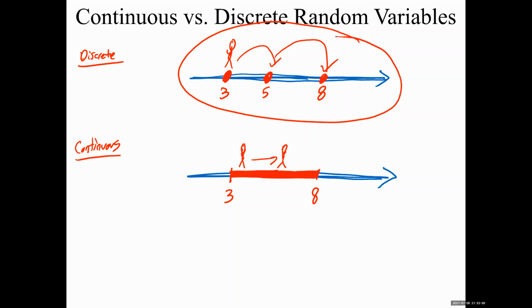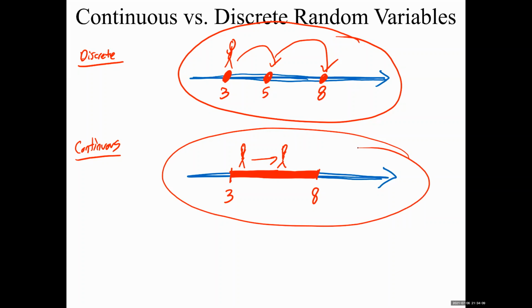Whereas for a continuous random variable, again, same thing. You make the picture, you draw a number line, and you put a dot at all the numbers that are in the bag. Those dots are going to bleed into each other because it's all numbers between 3 and 8 in this example. If it looks like a range of values with no gaps, that makes it a continuous random variable.